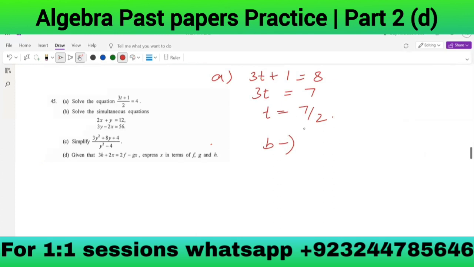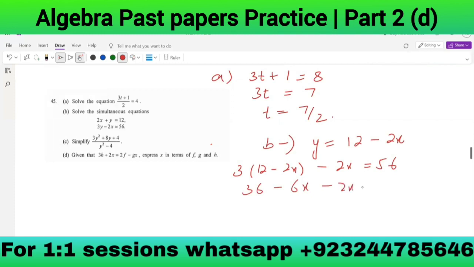Okay. So 2x plus y is equal to 12, and 3y minus 2x is equal to 56. So we can substitute from the first equation y is equal to 12 minus 2x. So let's put the value of y in the second equation. 3 times 12 minus 2x minus 2x is equal to 56. 36 minus 6x minus 2x is equal to 56. Minus 8x is equal to 56 minus 36.